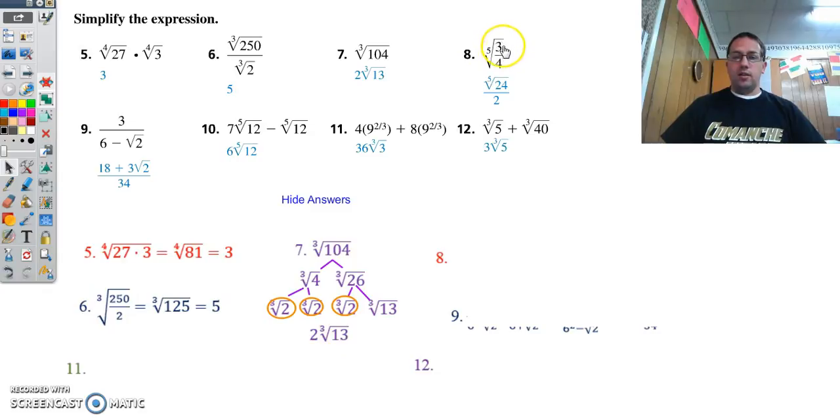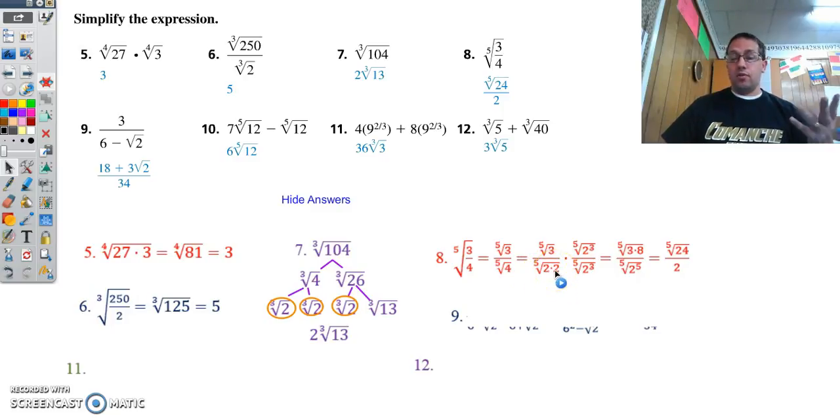Number 8. Well, 3/4 doesn't simplify, so we're going to have to multiply and get rid of this 4 here. This is the 5th root of 3 over the 5th root of 4. 4 is 2 squared. I've got 2 twos, I need 3 more because I need to have a perfect 5th. So I'm going to multiply numerator and denominator by the 5th root of 2 cubed.